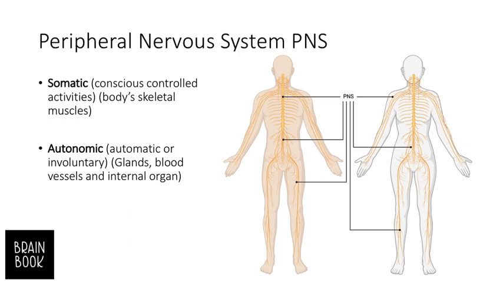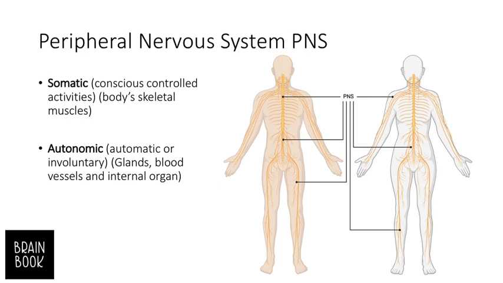The somatic nervous system is controlled by our consciousness, and it performs activities under conscious control. For example, the body's skeletal muscles are controlled with our consciousness. For example, you want to move your hand, then your hand will be moved. It is done by the somatic nervous system.